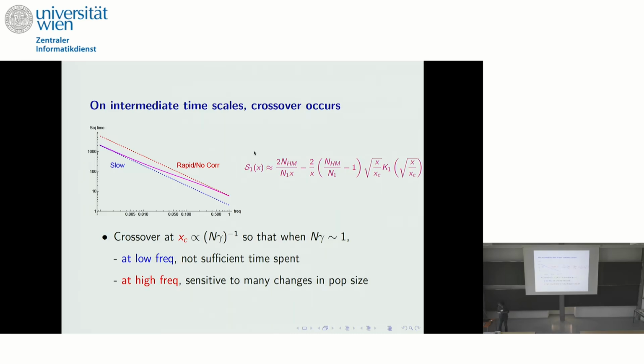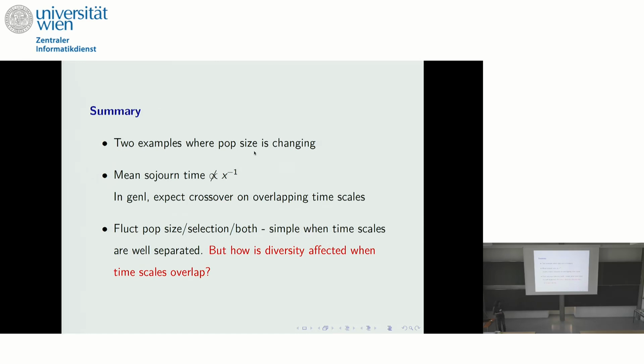Okay, so I think that's basically what I wanted to say. Oh yeah, sorry, I forgot. The crossover occurs again between these two regimes at a frequency which is a function of this dimensionless variable n gamma inverse. That's all I wanted to say here, which is that I gave you just two examples where population size was changing, once deterministically and another time stochastically. And the mean sojourn time, which is a quantity of interest because people measure it, is not proportional to 1 by x in general. And we expect that there will be crossovers on overlapping time scales. And that's where I think my interest lies.